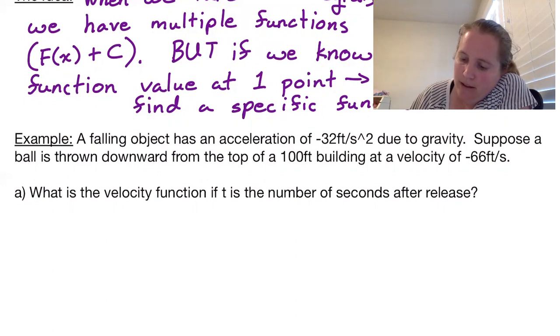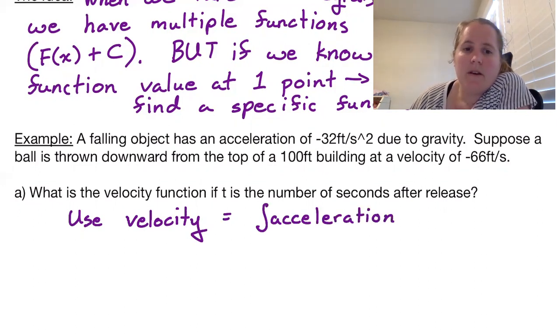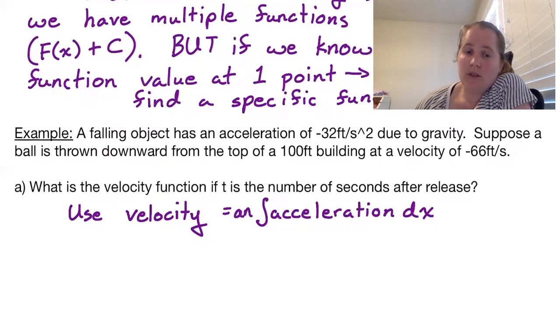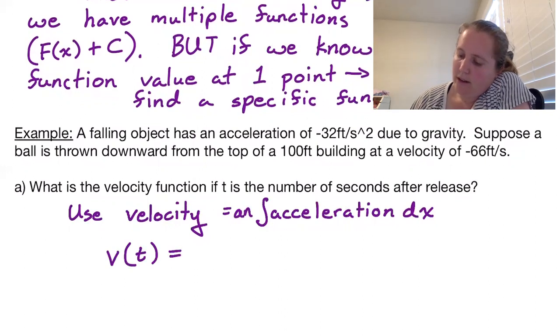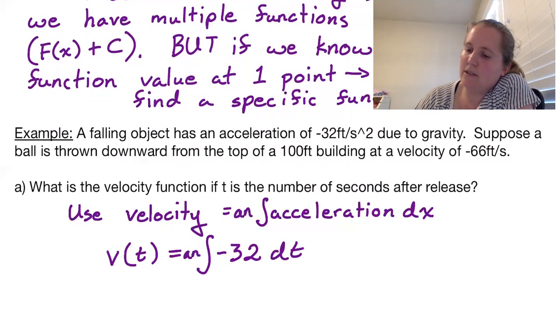It's not like the velocity is going to be multiple numbers at one point in time. So we're going to use the fact that velocity is an integral of acceleration, more or less, right? So the acceleration is a constant function. So essentially what we have is our velocity with respect to t. We're looking at an integral of -32. It's just the constant function. And then we're going to actually work with dt instead of dx.